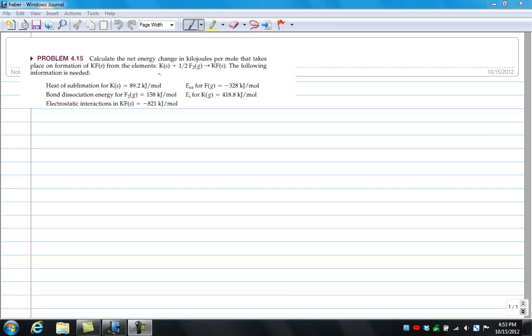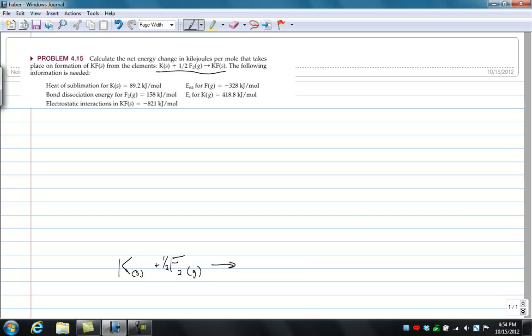Alright, today we're going to be doing a Born-Haber cycle. In this case it's for potassium fluoride. And so here is the reaction that we're going to describe today. We want 1 mole of potassium as a solid and half a mole of fluorine as a gas to form 1 mole of potassium fluoride as a solid. And so eventually our reaction is going to address that.